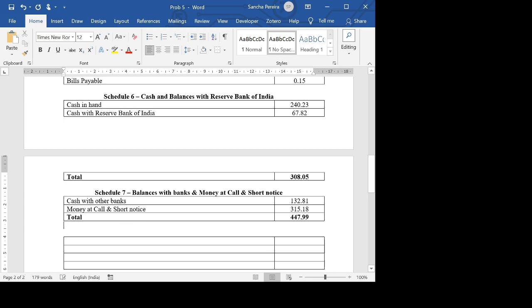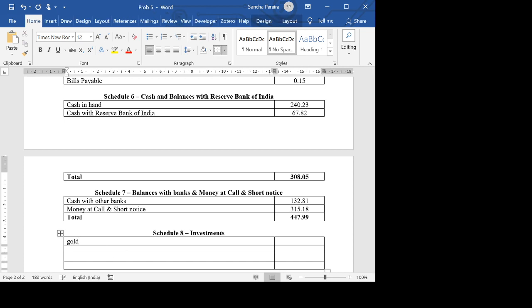Next is schedule 8, which is investments. I think we have two items here. One is gold. Gold is 82.84, and you have government securities, which is 365.25.